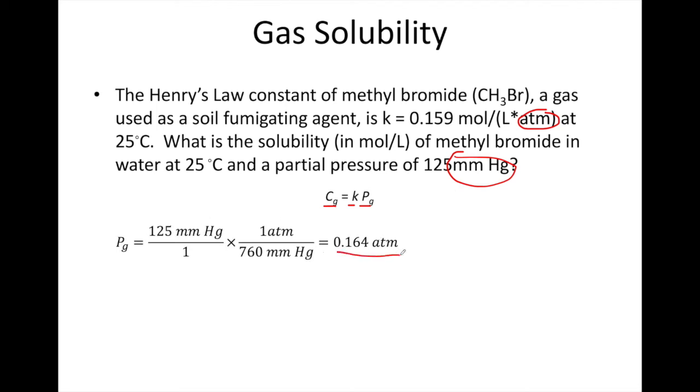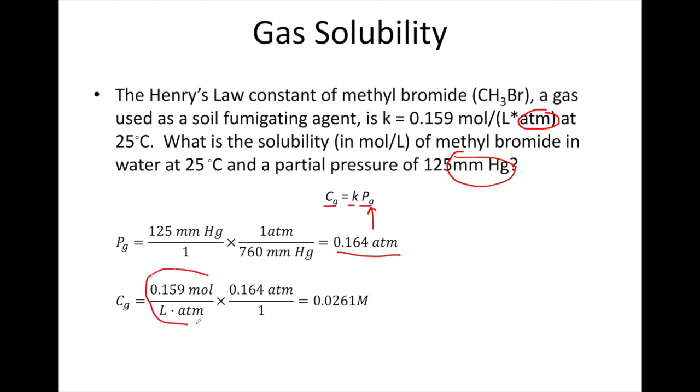So we've got our partial pressure of our gas in atmospheres. Now we can plug it into Henry's law, and we have our K value here and our partial pressure here. Notice that our units of atmospheres will cancel and we'll end up with moles per liter or molarity. Therefore, for this gas under these conditions, we would be able to dissolve 0.0261 moles of our gas per liter of solution.